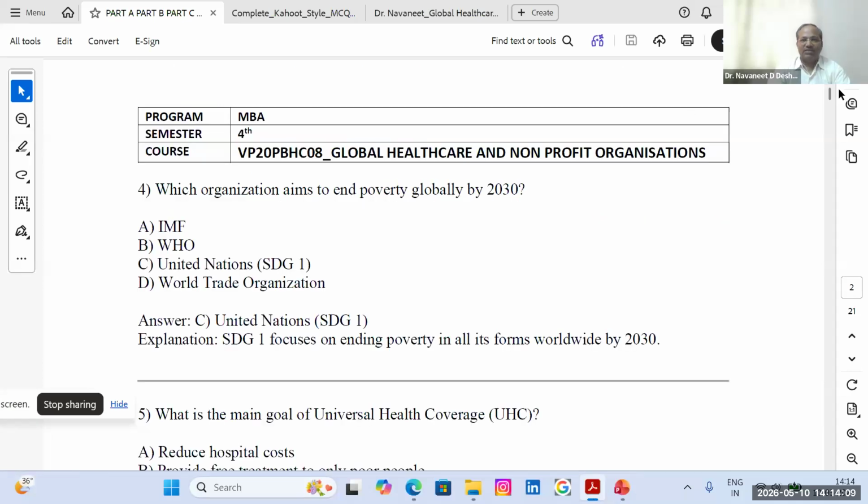The fourth question is, which organization aims to end poverty globally by 2030? A is IMF, B is WHO, C is United Nations, D is World Trade Organization. The correct answer is C, United Nations, SDG 1. Explanation is Sustainable Development Goal number 1 focuses on ending poverty in all its forms worldwide by 2030.